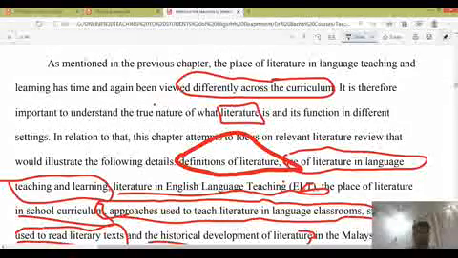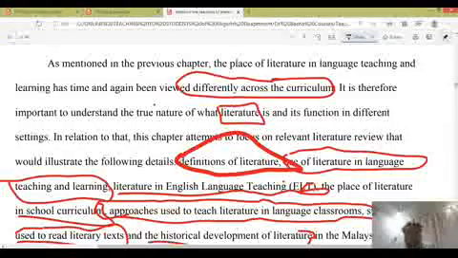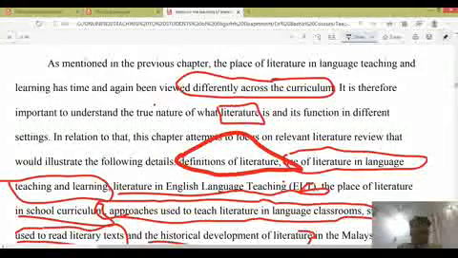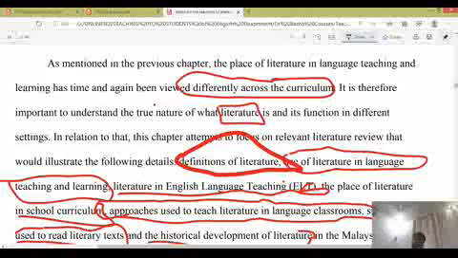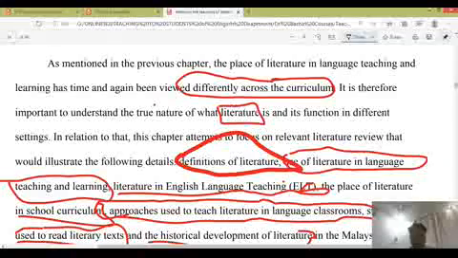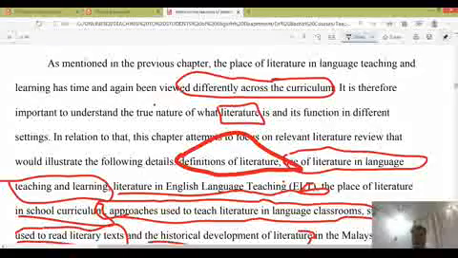So it is very important to understand the true nature of what literature is and its function in different settings. We have to understand what literature is. Traditionally, literature has been defined as the study of life, the critical study of life regarding humans. Some people define literature as a picture or list of actual life. Anyhow, here I'm going to define literature in the context of this particular document.